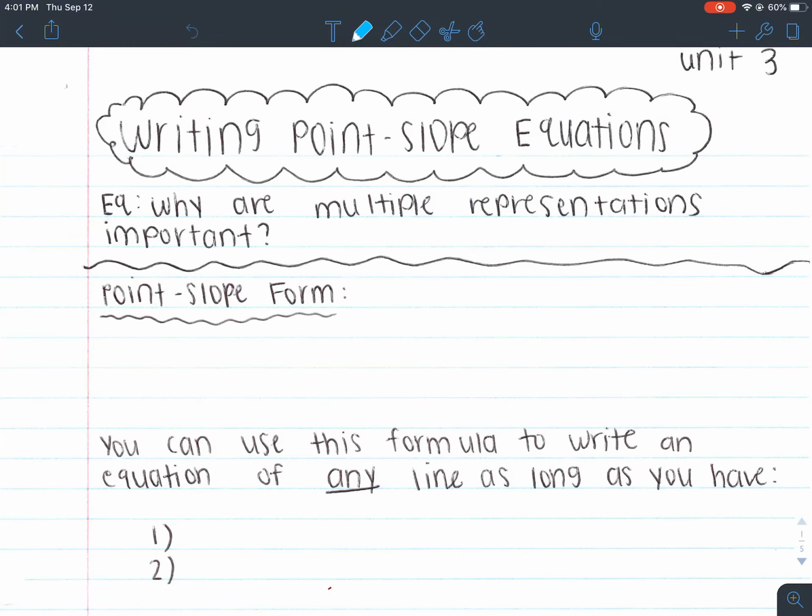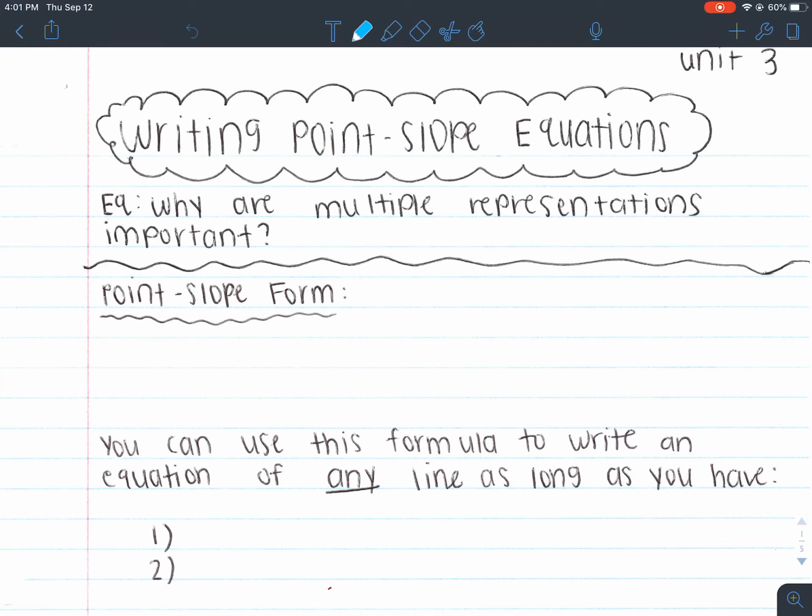Our essential question is, why are multiple representations important? The lesson before this is all about slope, and you're going to be talking about slope for the entire Unit 3. Unit 3 is all about lines. A linear function is one of the first parent functions we learned, which is y equals x.